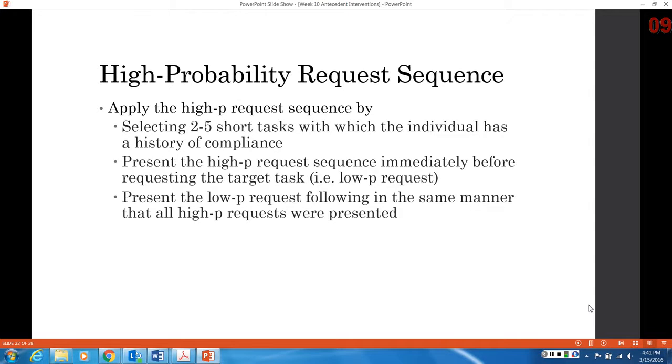To implement the high probability request sequence, the behavior analyst should select 2 to 5 short tasks with which the individual has a history of compliance. These requests should be presented immediately before presenting the target task. It is important that the target task be presented in the same manner as the high probability requests.